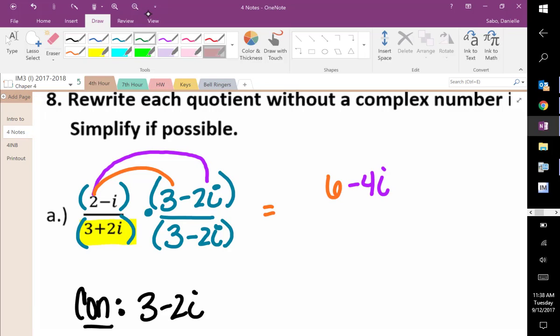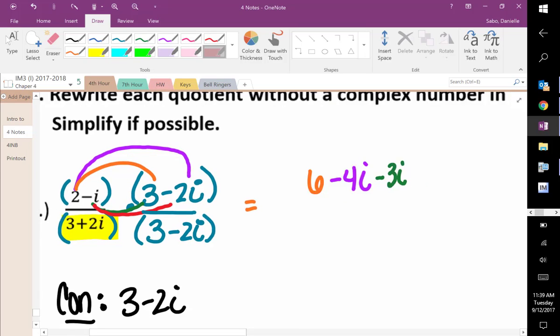Okay, we're going to go down here in green. What's negative i times 3? Negative 1 times 3. Yeah, negative i times 3. Negative 3i, yeah, that wasn't a trick question. And then we have negative i times a negative 2i. Sorry. 2i squared. Very good.